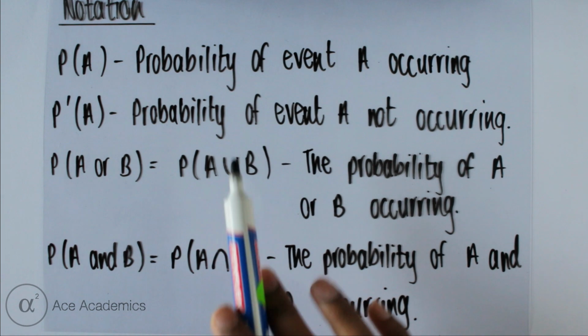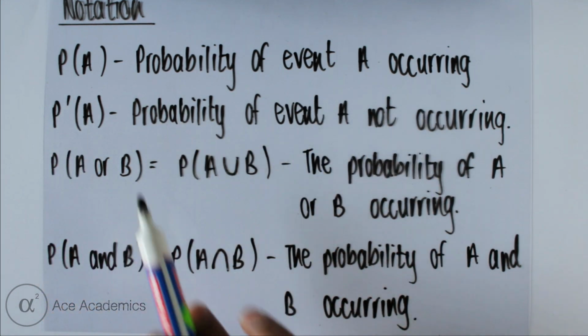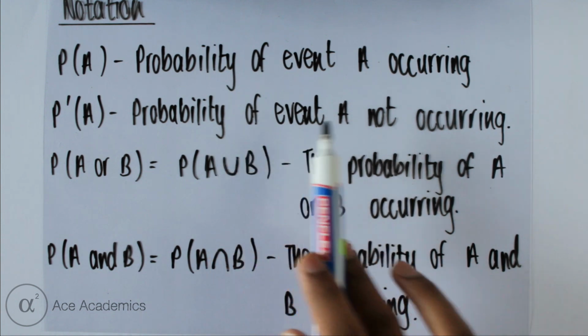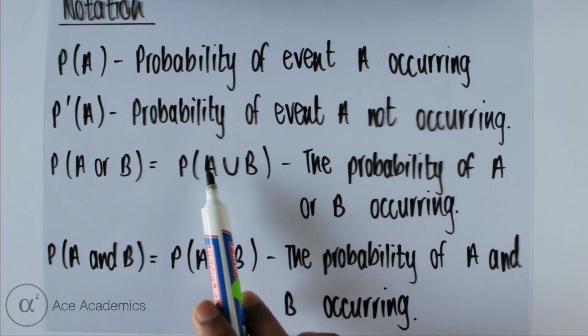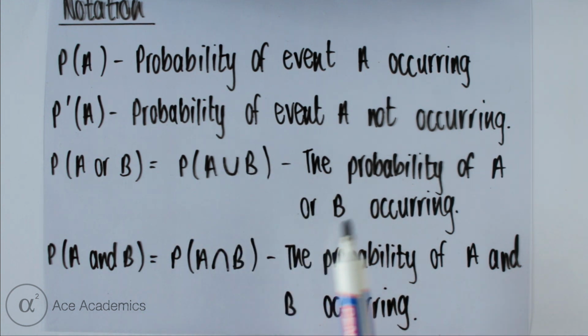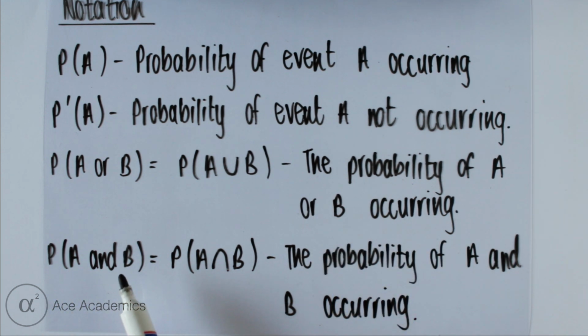P of A is simply the probability of event A occurring. P prime of A is simply the probability of event A not occurring. P of A or B, also written as P of A union B, is the probability of event A or B occurring. And P of A and B, which is the same thing as P of A intersection B, is the probability of A and B occurring.